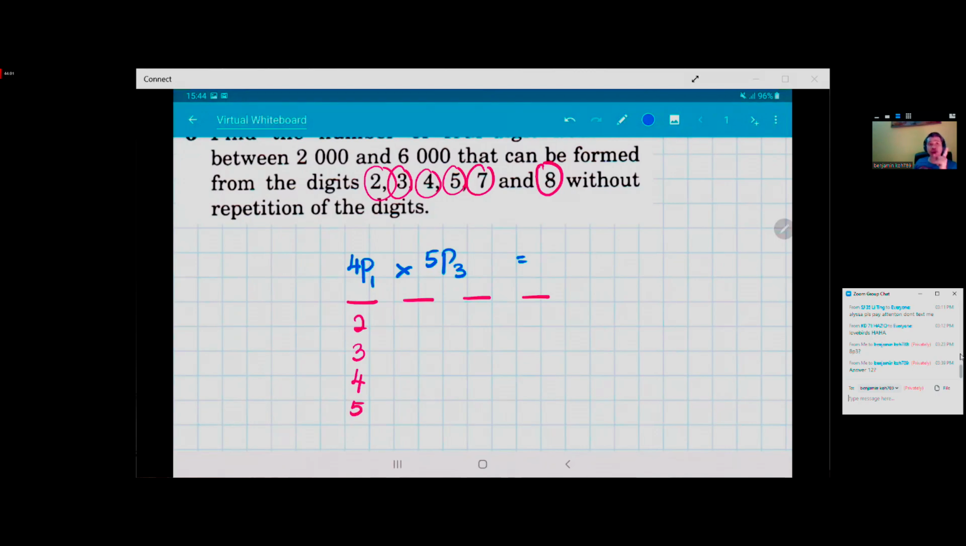So again, why 4P1? Because 4P1 maksudnya 4 pilihan. Tapi 1 ruang kosong. Haziq, you have to balik. And then after that, you've got 6 numbers. You take 1 number away, you have 5 numbers. Tapi ruang yang tinggal dekat belakang 3. So become 5P3. Then you multiply. Do you understand this? Okay. So that is how we do this question number 6. Can you understand that? Do you have a problem?